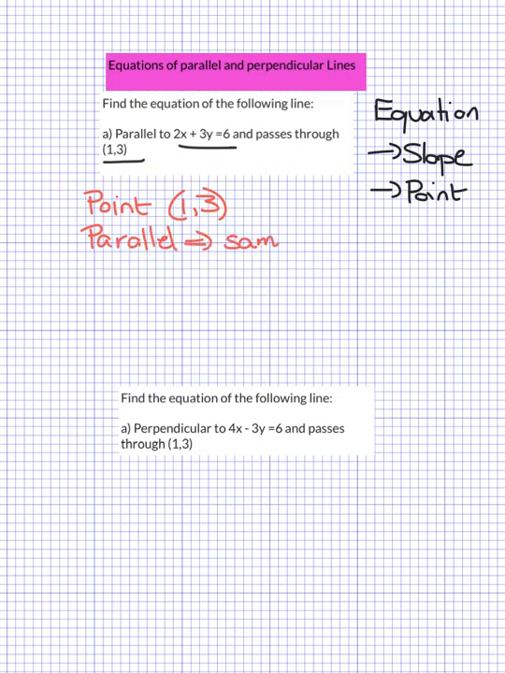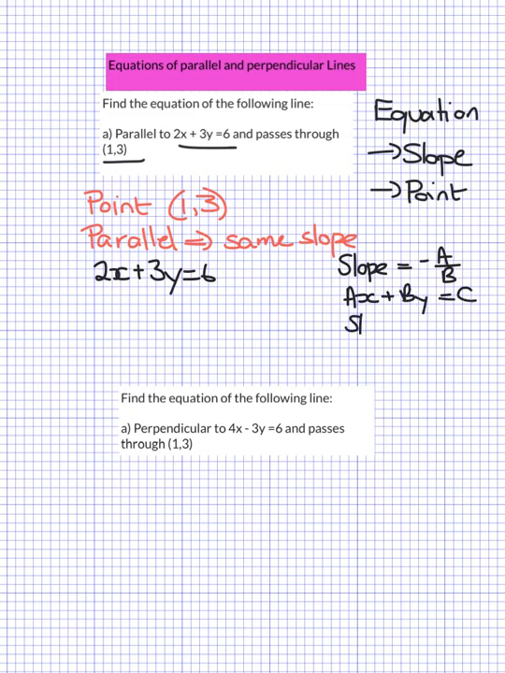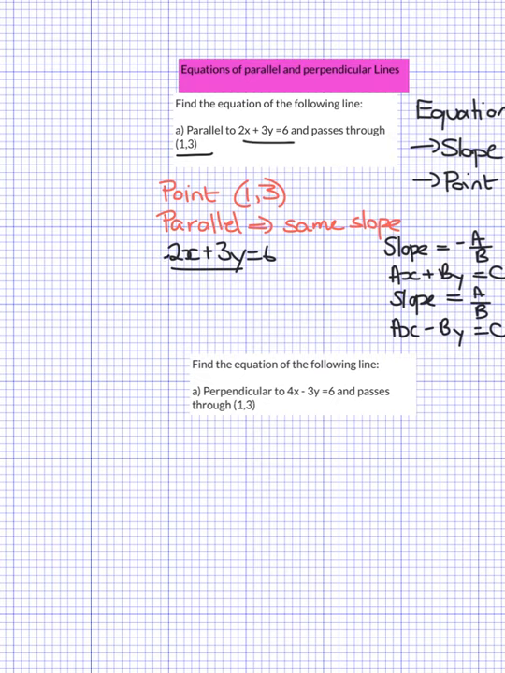So if we have 2x plus 3y equals 6, we know that if the slope is equal to negative a over b, we get the equation of the form ax plus by equals c, and similarly if the slope is a over b, we get the equation ax minus by equals c. So what we can see from that is that the left-hand side of the equation comes entirely from the slope. So left-hand side is from the slope.